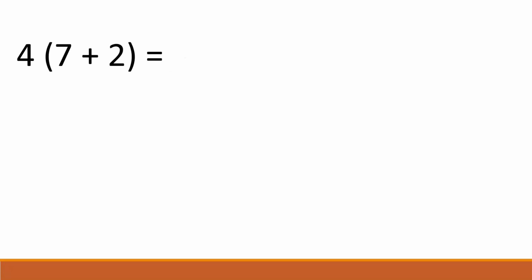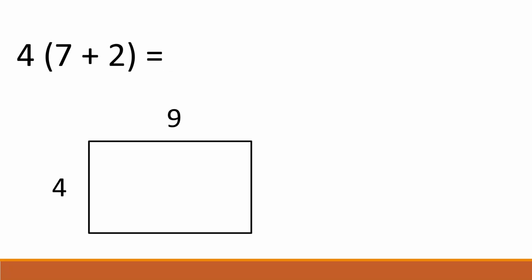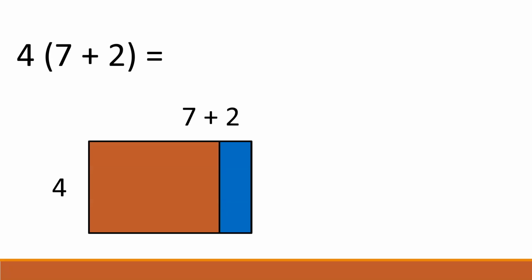Now what if we rewrite the 9 as 7 plus 2? We should have the same rectangle with the same dimensions, so we have the same area. But let's look at how that changes the way the model looks. 7 plus 2 is breaking up the side that measured 9 into two smaller pieces. That means we have two rectangles that are making up the larger rectangle, one that measures 4 by 7 and the other that measures 4 by 2.